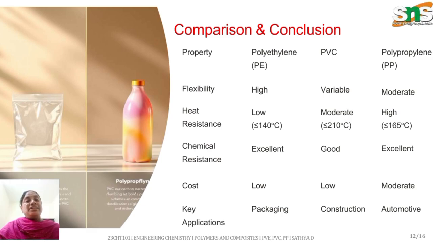Now the comparison and conclusion. It is very important to compare the three polymers. Polyethylene has high flexibility compared to PVC and polypropylene, which are variable and moderate. The melting point is very low for polyethylene, moderate for PVC, and very high for polypropylene. The cost is very low for polyethylene, and moderate for PVC and polypropylene. The main application of polyethylene is packing and food items, PVC is construction, and polypropylene is automotive.